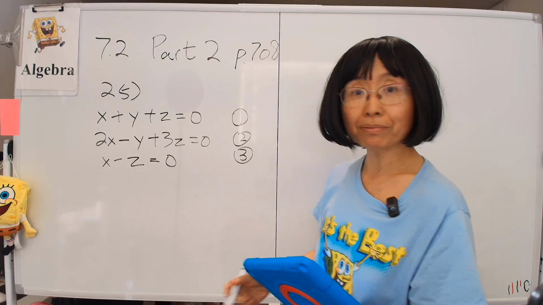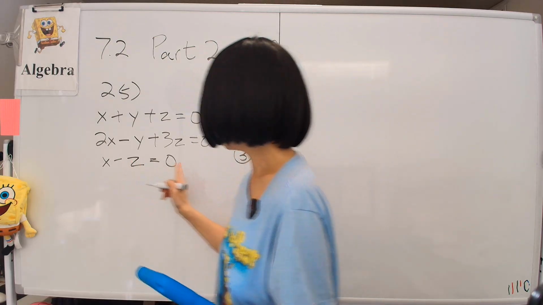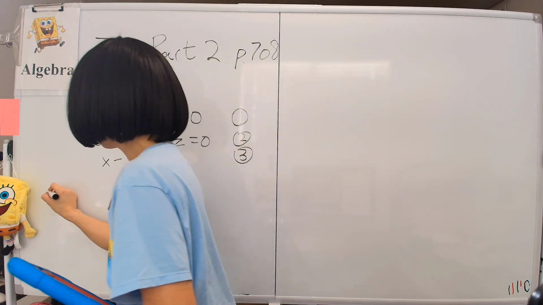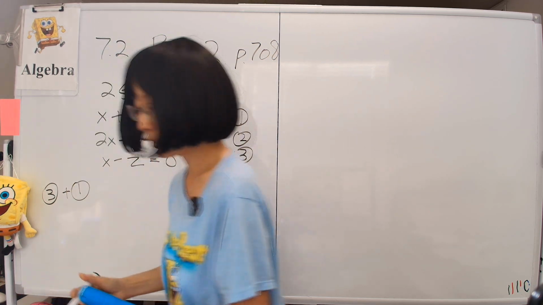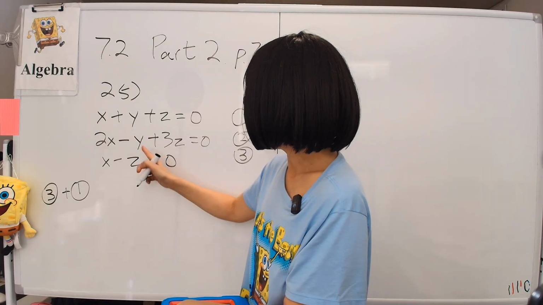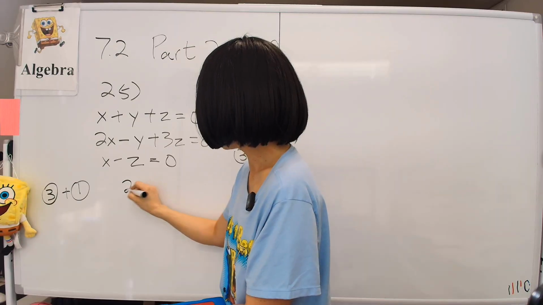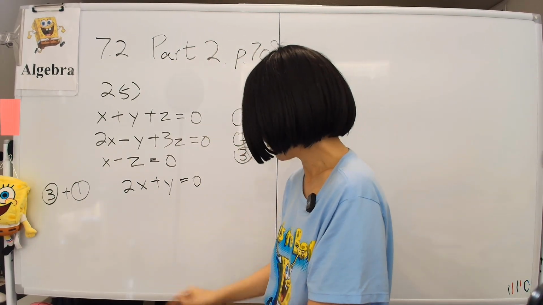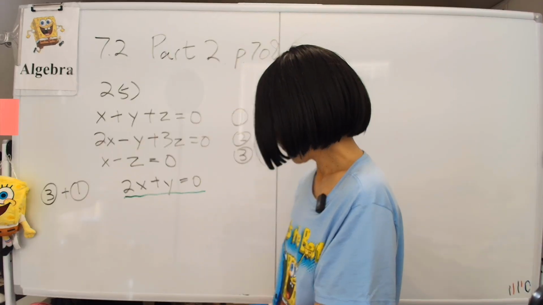Being that this is the simplest one, we'll attack right here at this weak spot. First we'll do equation 3 plus equation 1. We don't have to multiply anybody by anybody, so that will automatically cancel out the z. We'll end up with 2x plus y equal to 0. That's our first equation already. We already made it to the green line.